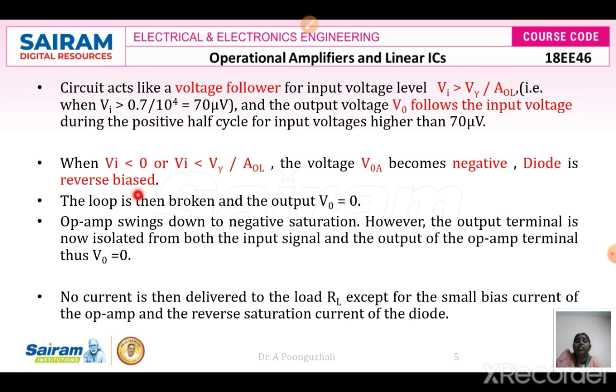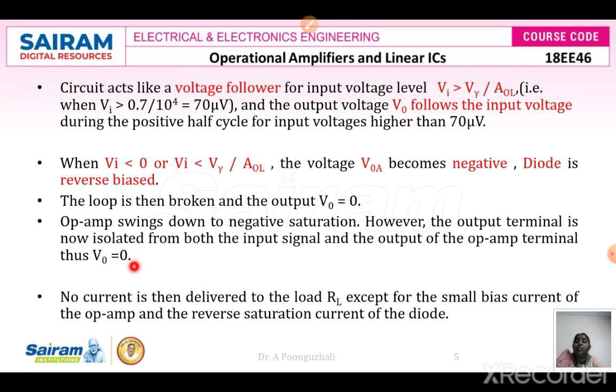When the diode is reverse biased, the loop is going to be broken. When the loop is broken, there is no current flowing through the RL, and the output voltage is going to be 0 during the negative cycle. But your op-amp is going to swing down to the negative saturation. Negative saturation means the output terminal is going to be isolated from both the input signal as well as the output of the op-amp terminal. That means your V0 is equivalent to 0.